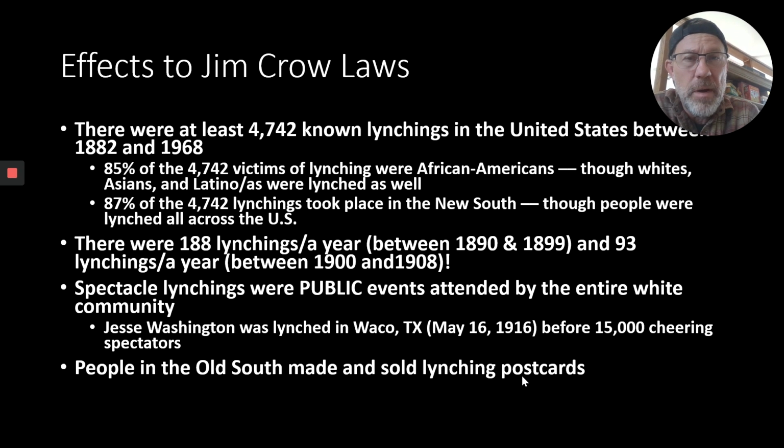Spectacle lynchings were public events attended by entire white communities. Jesse Washington was lynched in Waco, Texas, in front of 15,000 people, cheering crowds. After a court case, residents took the punishment into their own hands, and people just filled the street and hung this man.